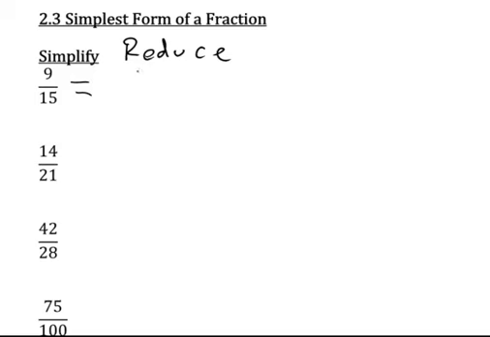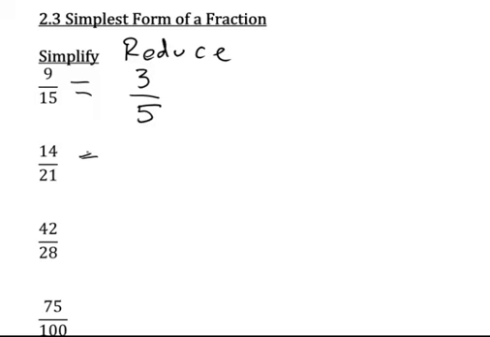So 3 goes into 9 3 times. 3 goes into 15 5 times. Now I can't reduce those any further. There's no other number common to 3 and 5 other than 1, so I'm done at that stage. Now for my next part, 14 and 21.